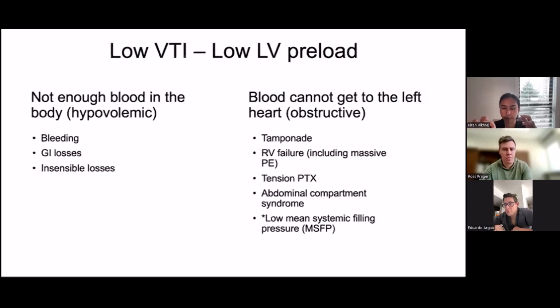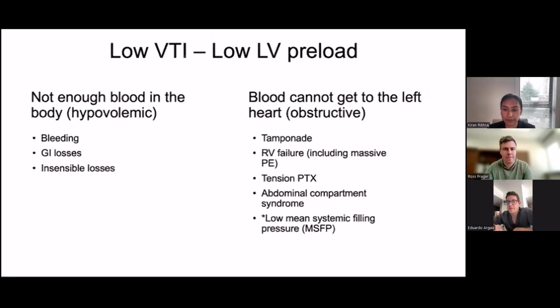And really, I've sort of grouped the low mean systemic filling pressure as a type of distributive shock. But again, as we already chatted about, blood can't get to the left heart. So it's a distributive shock, but it falls under the low VTI category. And that's how I really break it down in my mind, because I think of the pump, I think of the circuit and the blood flow. And you can then relate it to hypovolemic, obstructive, distributive, et cetera.